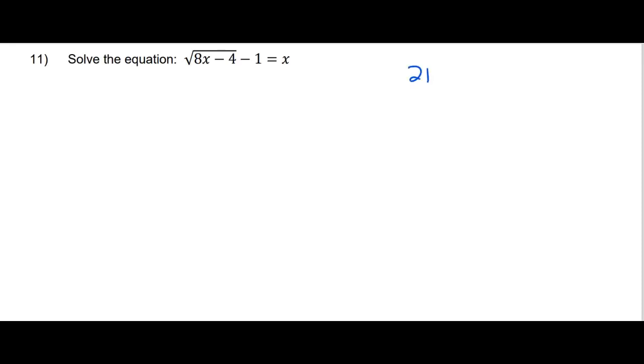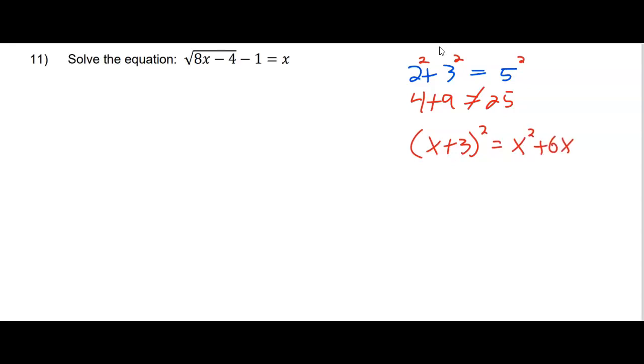For example, 2 plus 3 equals 5. If I were to square terms, now I have 4 plus 9 equals 25. That doesn't work. You don't get to square terms. You get to square sides. Also, x plus 3 quantity squared is FOILed out. So we can't square terms. We have to do something else.